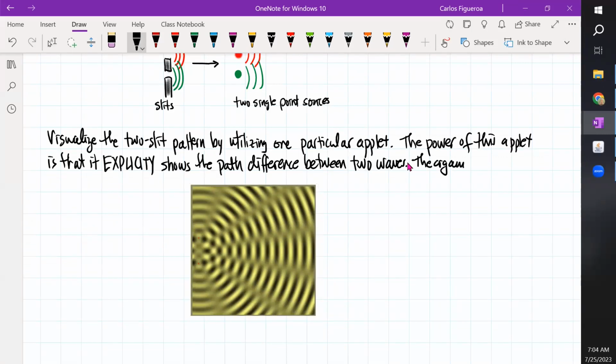The organization of this applet is what we're seeing here. Note that there are 2 sources right here. There's a source right here, and there's another source right here. So what I want you to envision is that I have 2 slits right here. So this is acting like my 2-slit pattern.